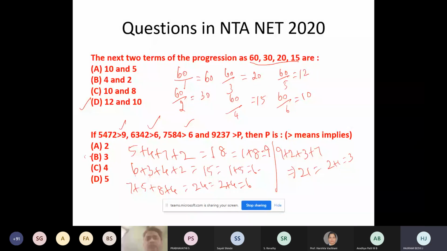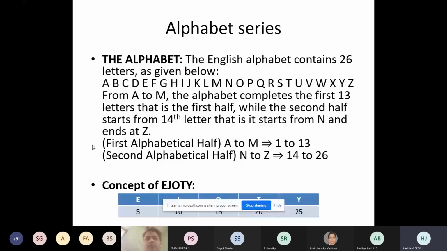Then the alphabet series. The English alphabet contains 26 letters. So the first half: A to M is the first half. This completes the first 13 letters. Then the second half starts from the 14th letter, from N to Z. So that is the second half.